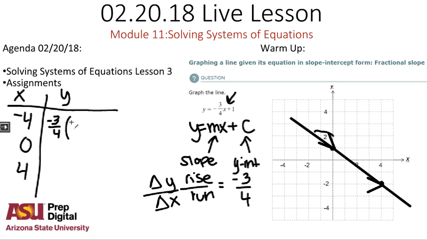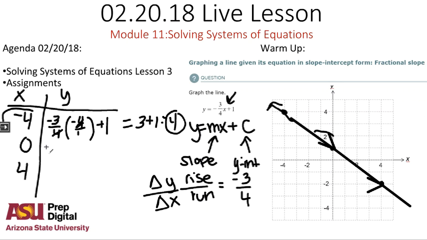3/4 times negative 4. I'm going to make it a fraction plus 1. The reason I chose negative 4 is because then I can reduce the fraction to 1. So I get a positive 3 plus 1, which is just 4. So my first point is negative 4, positive 4, right there. So we can see that would be a point on the line if I extended my line.